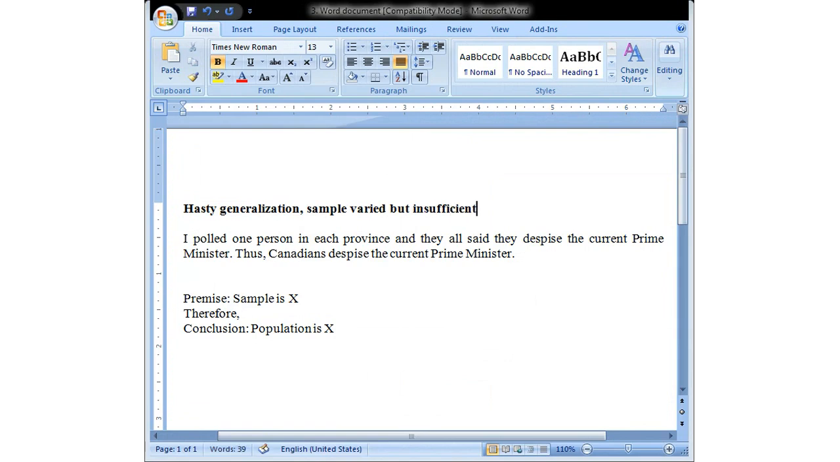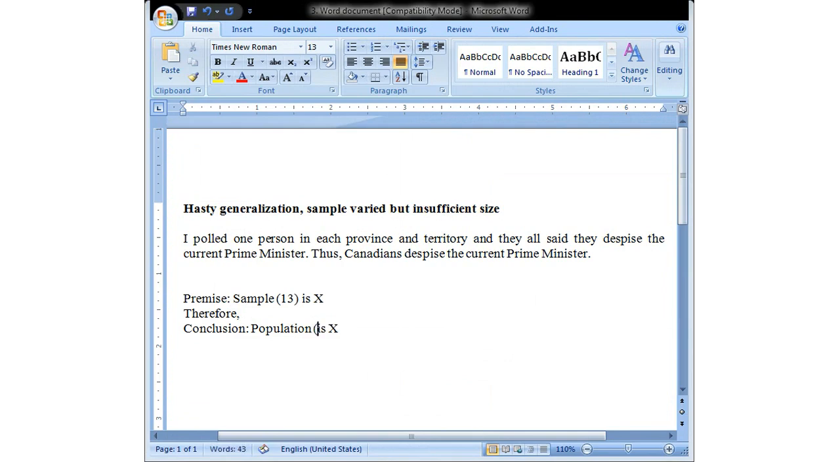If you think about it, there's 10 provinces. There's also 3 territories, but there's 10 provinces, and in each province and territory, let's make it even more dramatic, they all said that they despise the current prime minister. So the sample here would have been 13 people from each one of those provinces and territories.